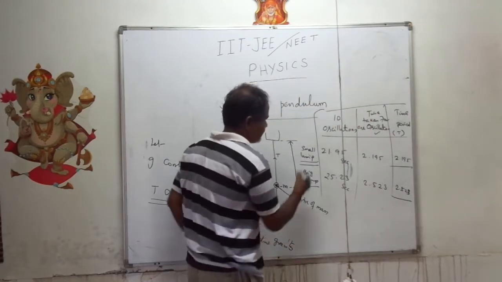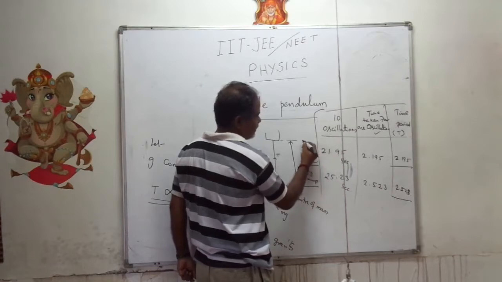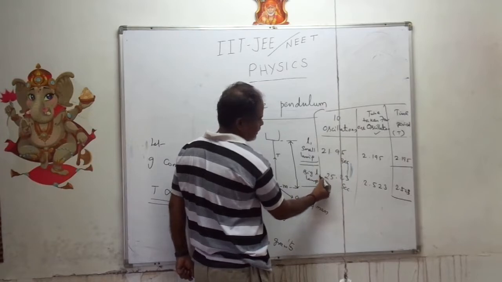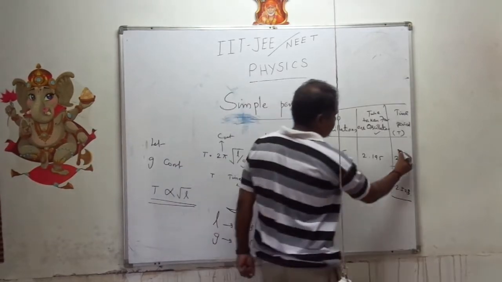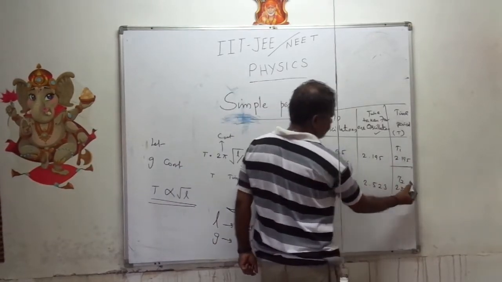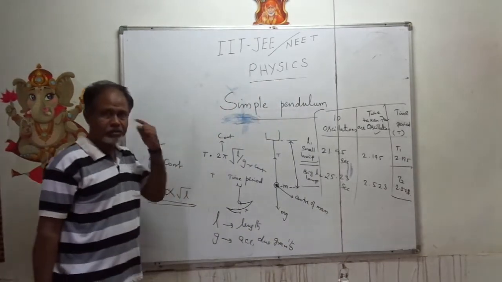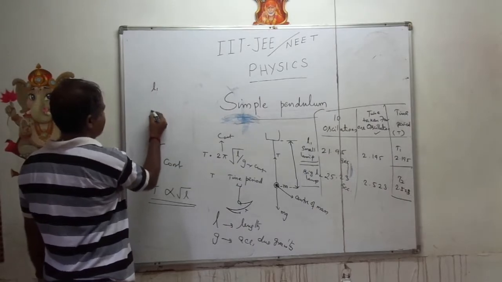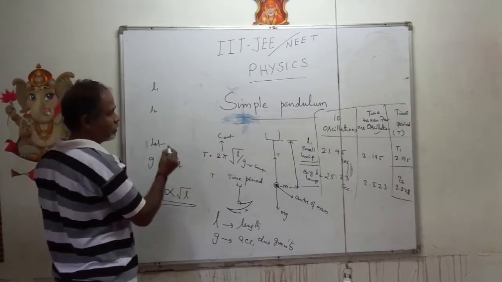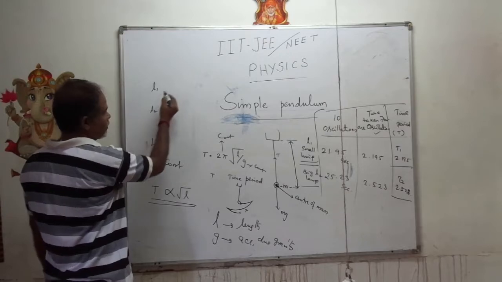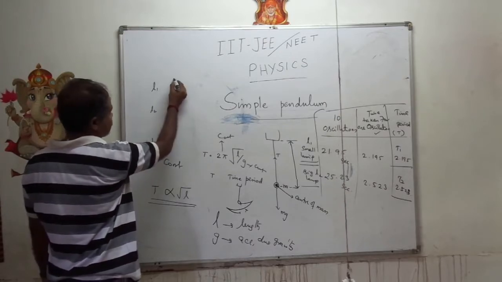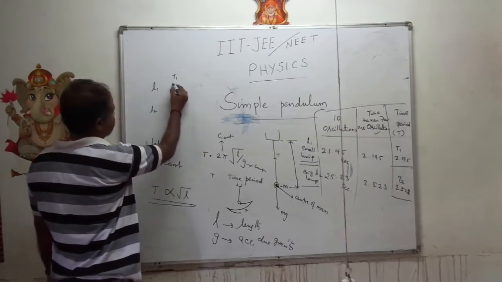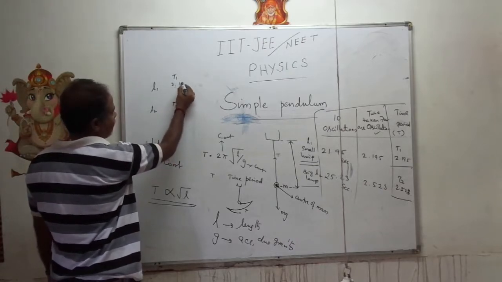Then what will happen? This is the length for the small lamp, L1. This is L2. The time periods are T1, T2. Can you understand? Here the time period is 2.195, T1, and here T2.